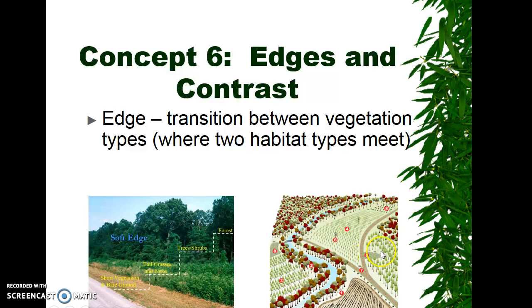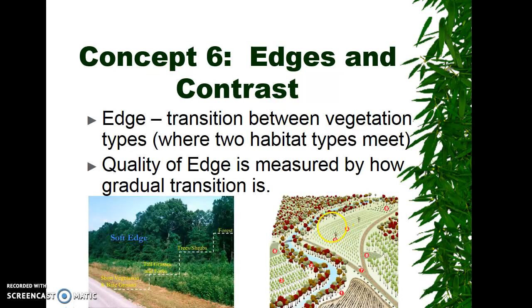Here you have a wetland mixed in with your forest, and different forest types too, deciduous and coniferous. The reason why edge matters is, I should back up. Quality of edge is measured by how gradual the transition is. So right here, this would be fairly good quality of edge.